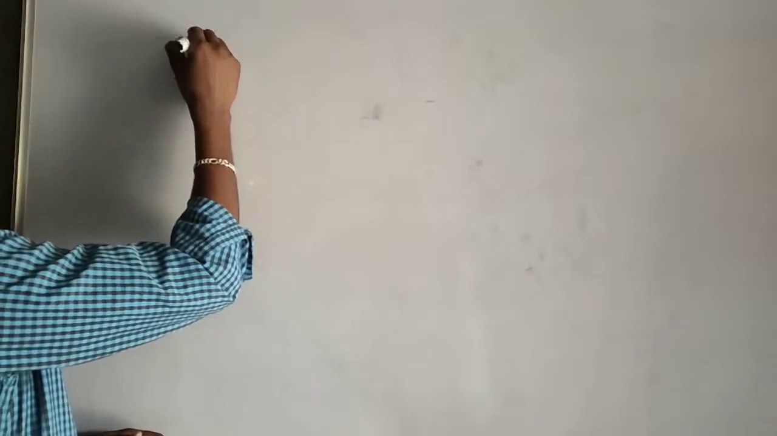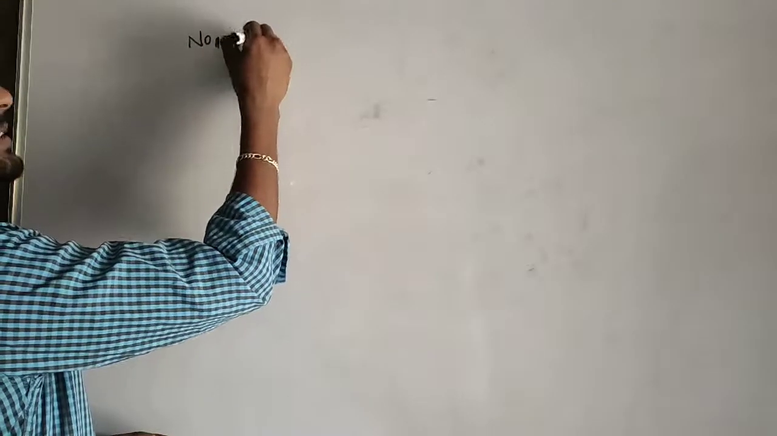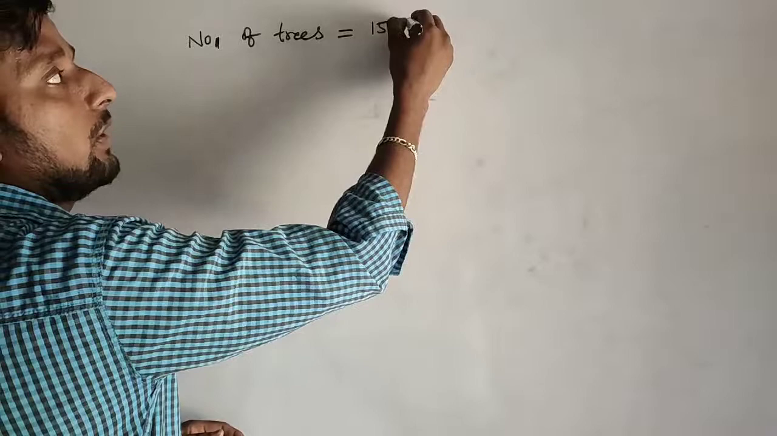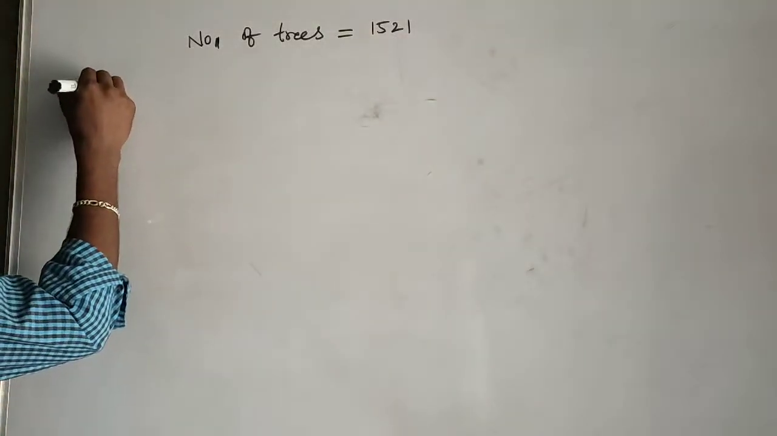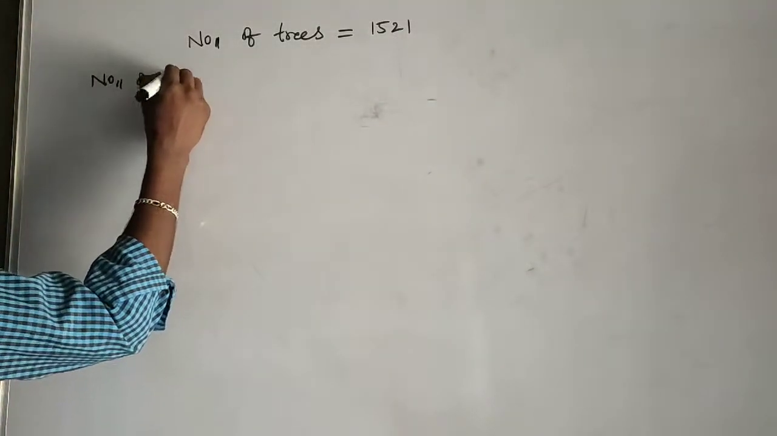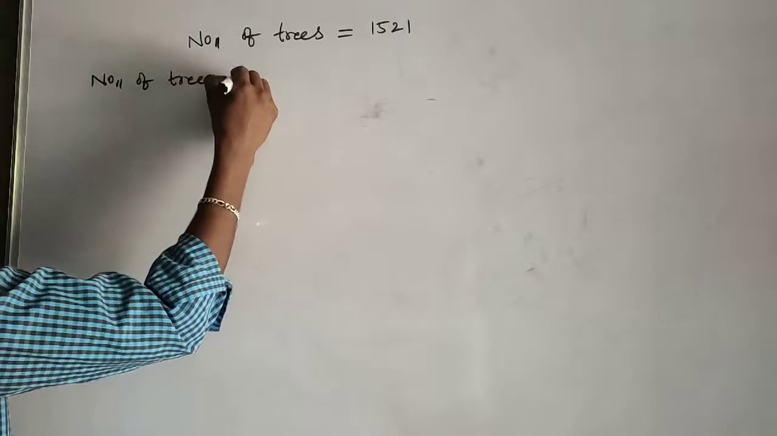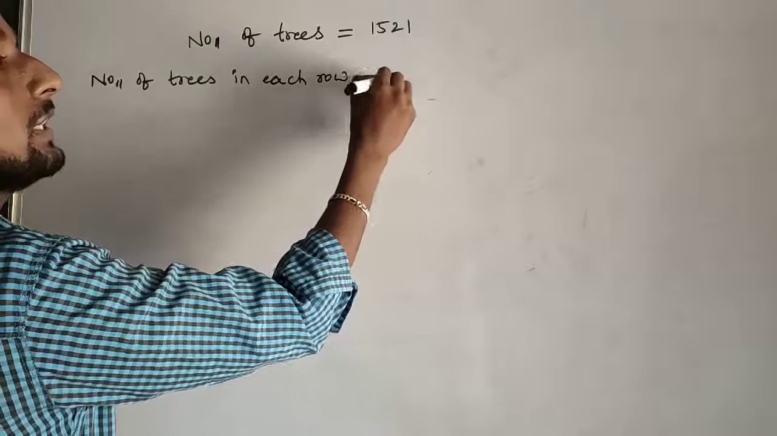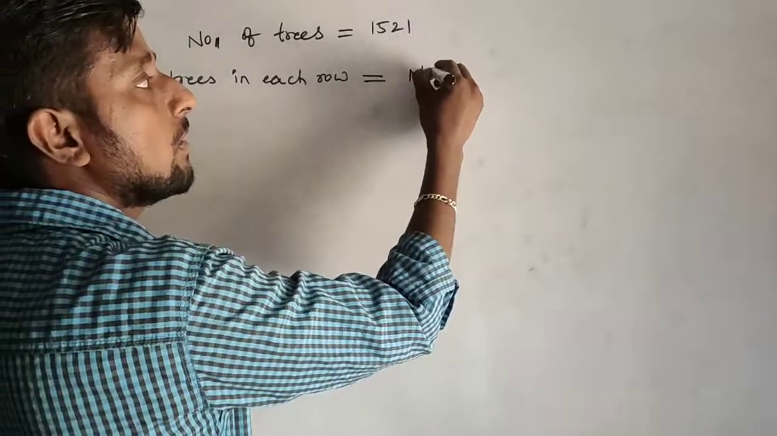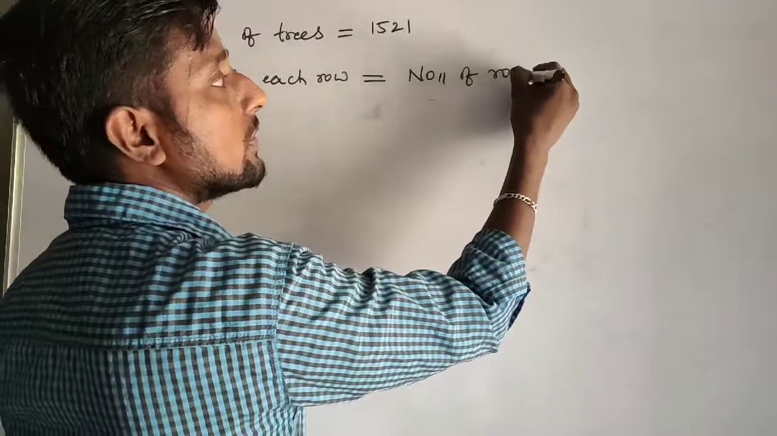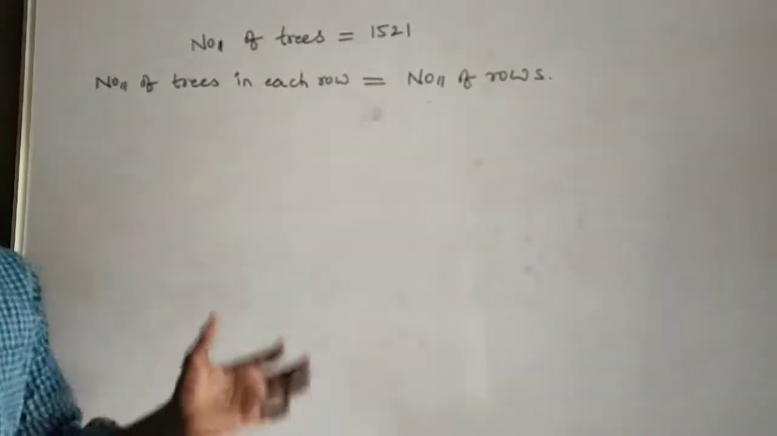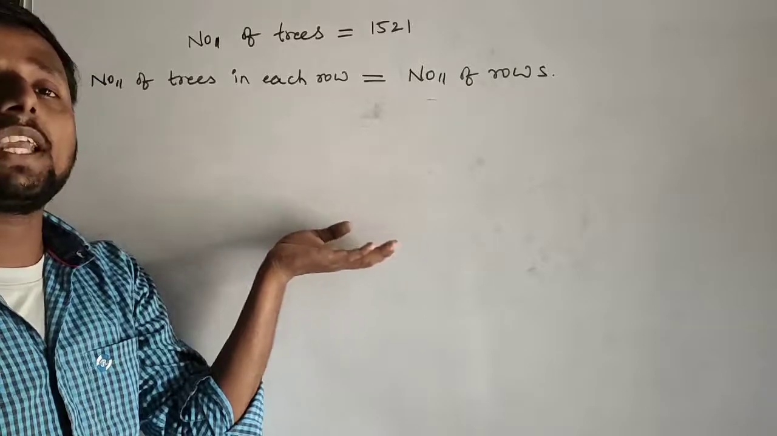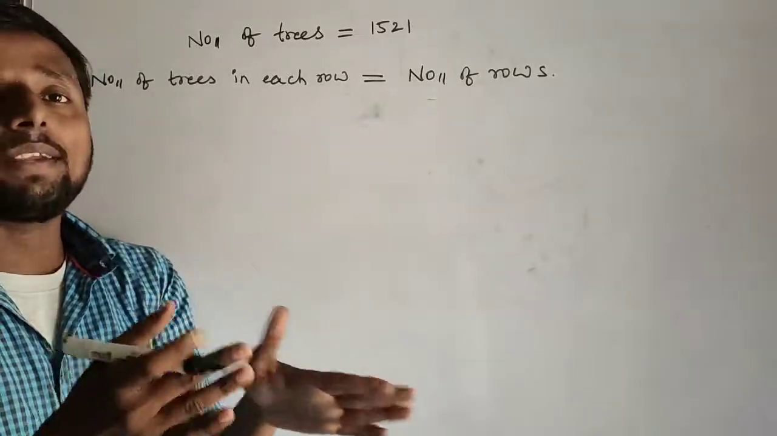I'll write number of trees, 1521. But what is said? Number of trees in each row equals the number of rows. So in each row, whatever quantity of trees there are, the same count as the number of rows is arranged in the garden.